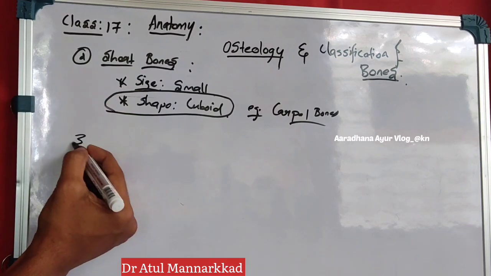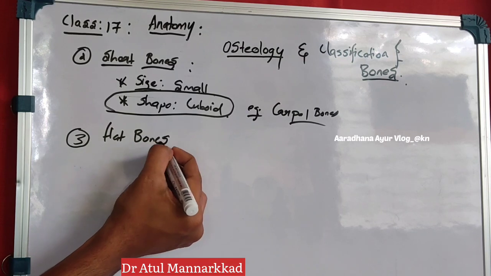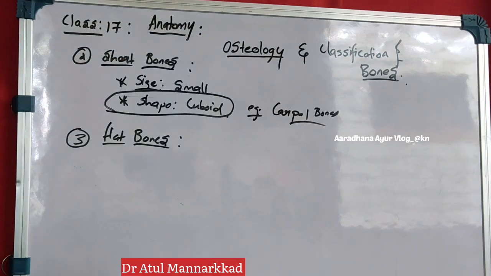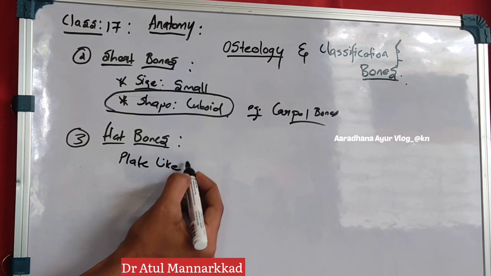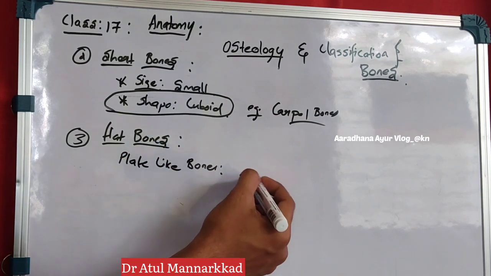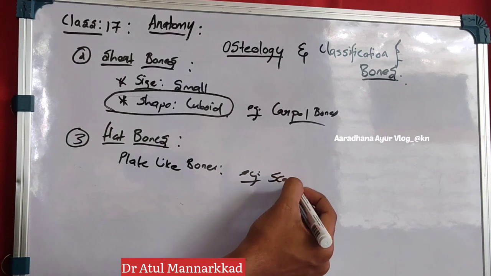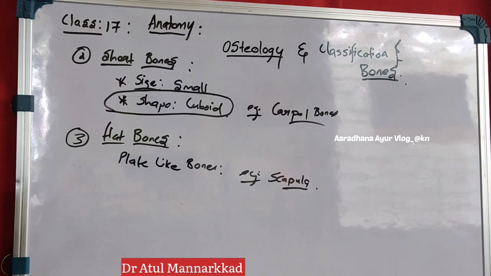Next, let's discuss according to the shape, that is flat bones. The name suggests what type of bone it is. It will be a plate-like bone, and such bones are called flat bones. Example: scapula, a very good example. If you have seen the scapula, it is like a plate. It's a flat bone. Another example is the parietal bones. Better you remember the scapula, coming in the upper part of the body.